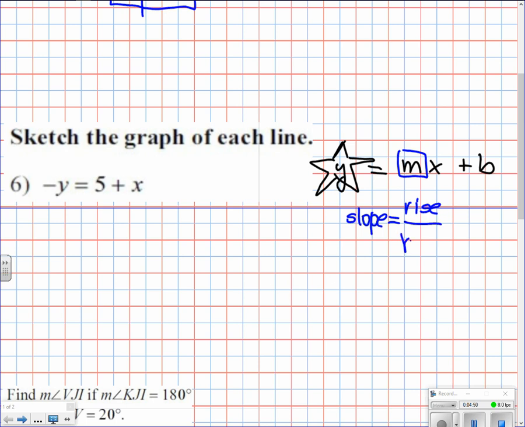Now, rise is going to move you up or down. If the value is positive, you go up. If the value is negative, you go down. If it's zero, you stay in the middle. Don't go anywhere. The run is going to move you sideways. Positive to the right, negative value to the left. If it's 0, you stay there in the middle. Don't go anywhere. Okay? And the b value is called the y-intercept.